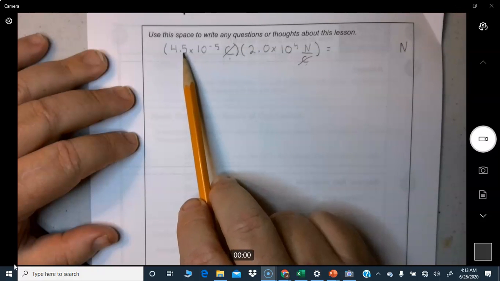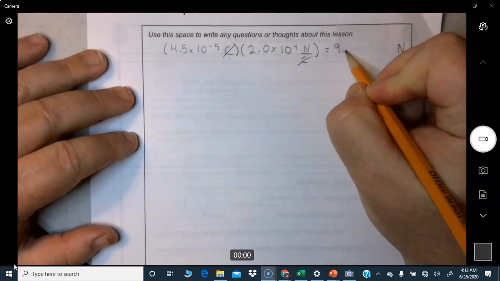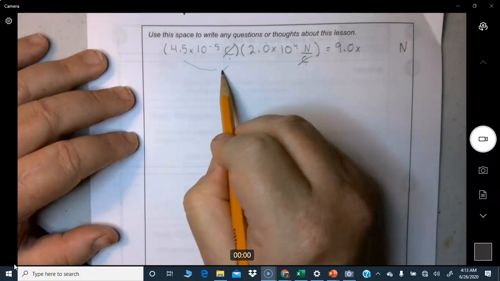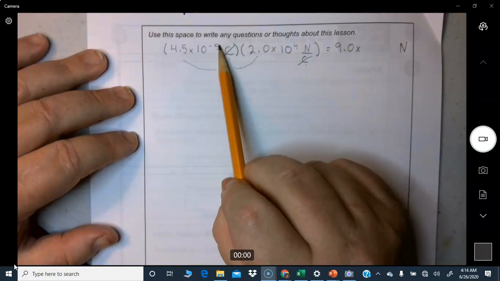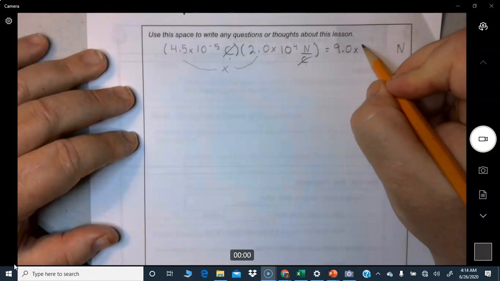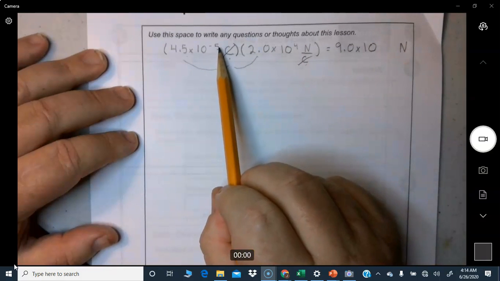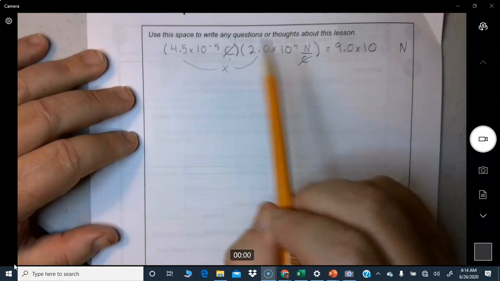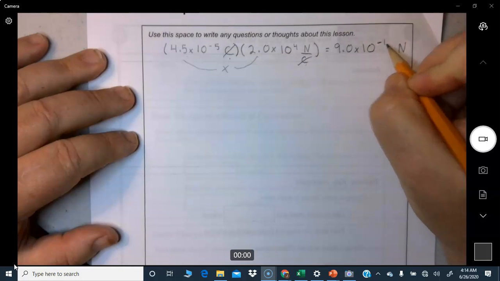Well, 4.5 times 2 is going to be 9.0. So you multiply the coefficients, these two numbers out in front, and you add the exponents. It's always going to be times 10. That never changes. So adding the exponents is negative 5 plus 4. If you need a calculator to do that, use it. That's going to give you negative 1.